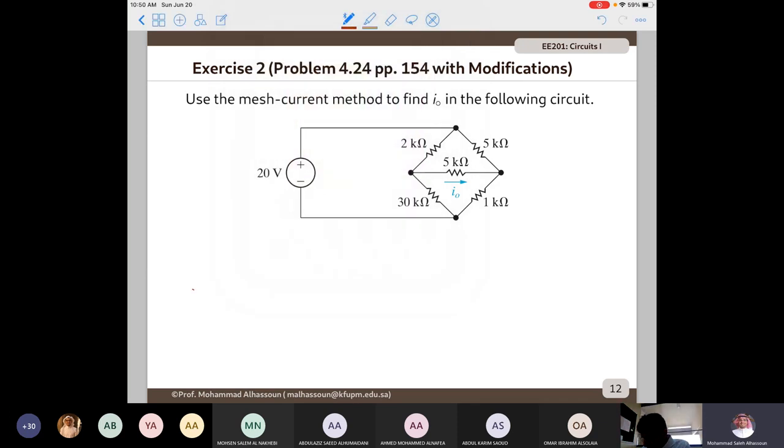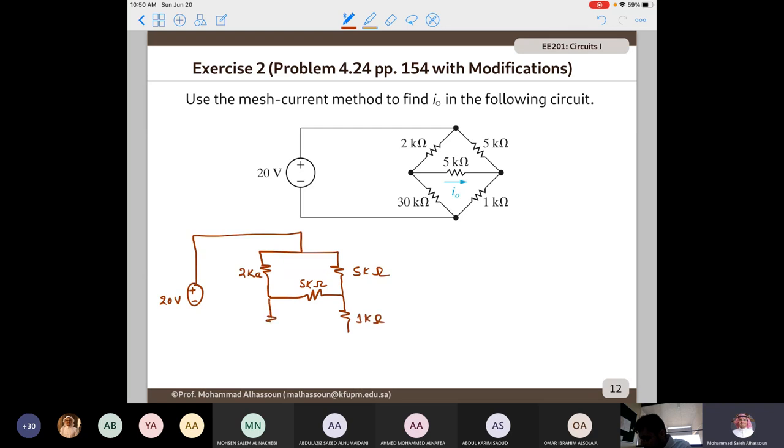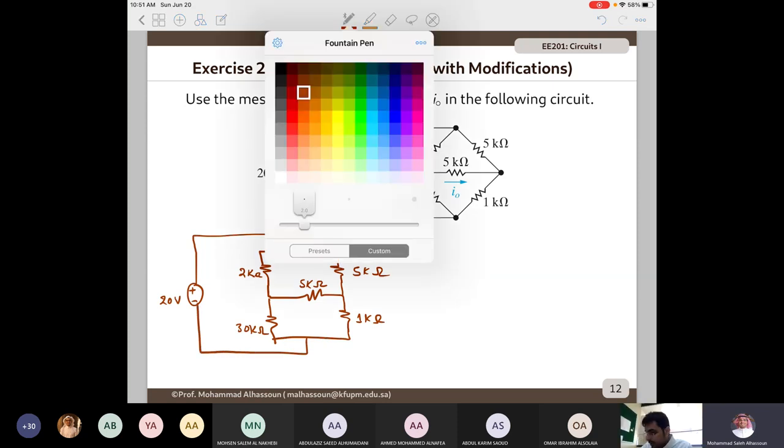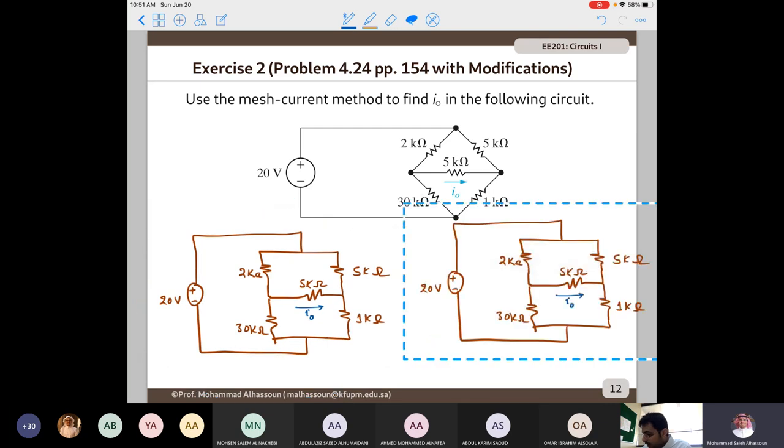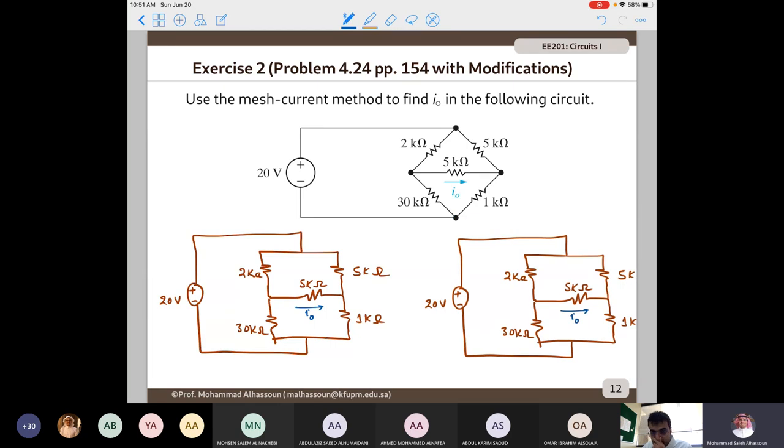So we have five kilo ohm, and then you will have 1 kilo ohm and 30 kilo ohm. And in this case, this is I naught. So this is exactly the same circuit. Now it's easier to see how to apply the mesh method.